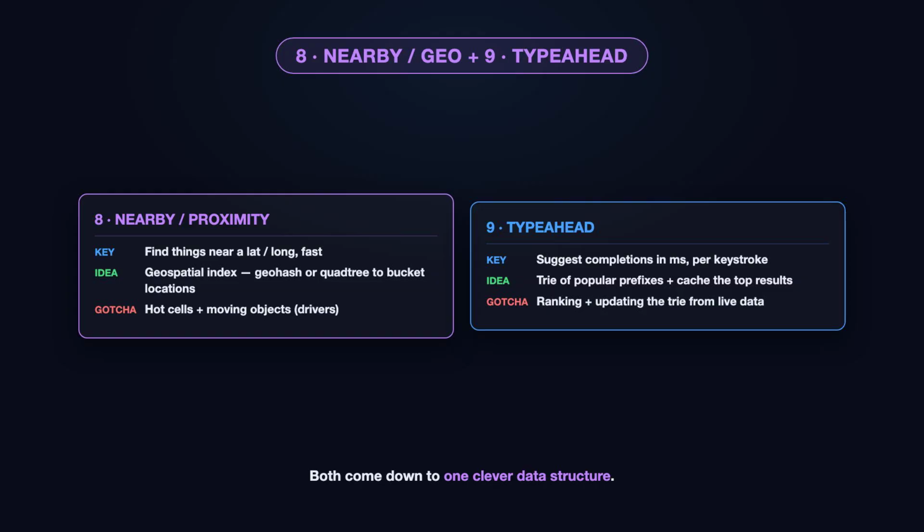The core idea is a tree, a prefix tree, built from popular queries, where each node can cache the top completions that live beneath it, so you do not rewalk the whole subtree on every letter. Back it with aggressive caching of results for the most common prefixes. The gotcha is ranking and freshness. You rank suggestions by popularity, and you have to keep the tree updated from live query traffic without rebuilding it on every request, usually by aggregating query counts offline and swapping in a freshly built tree on a schedule.